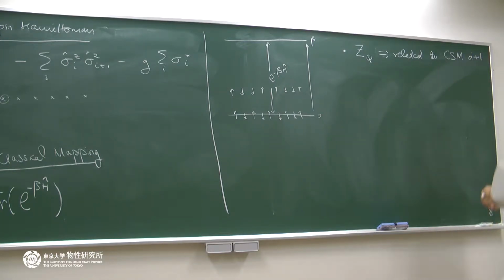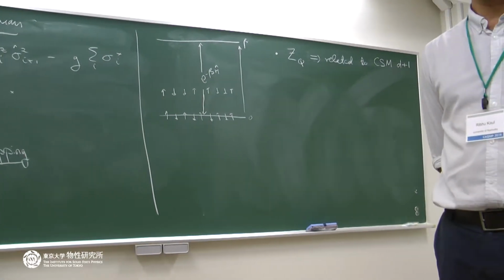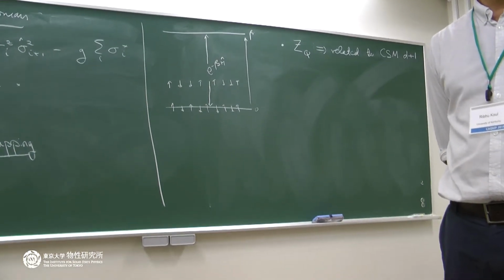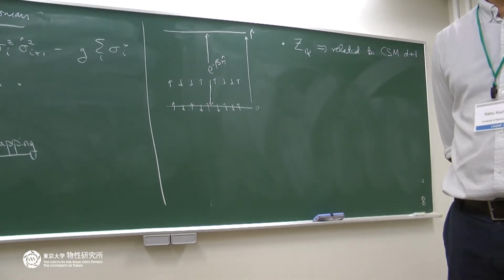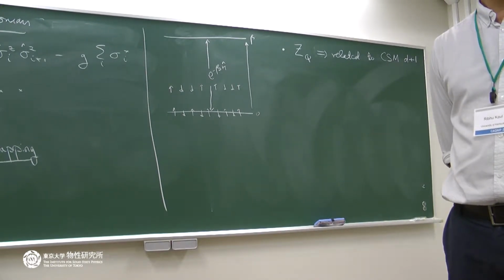I have a question. Mm-hmm. If the quantum frustrated spin model, if we consider such a model, the Boltzmann weight of the classical D plus 1 dimensional model sometimes should be negative.